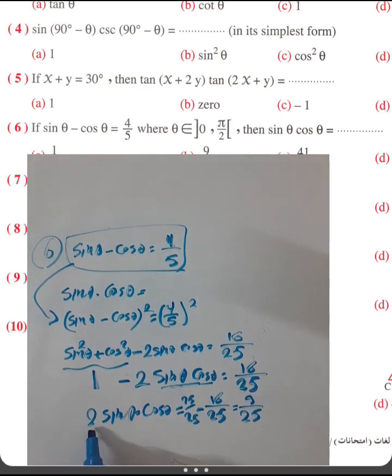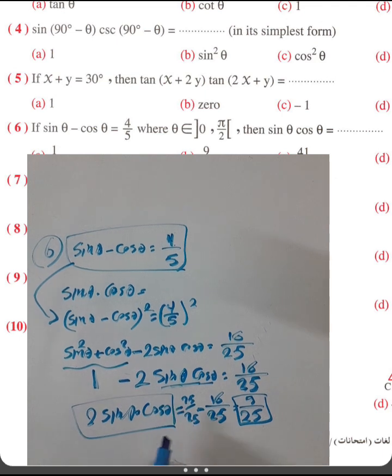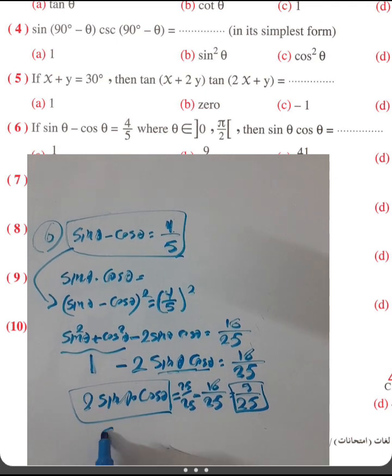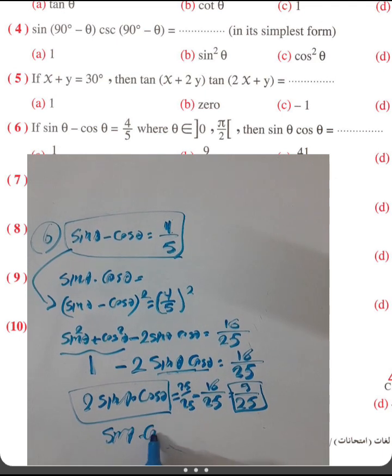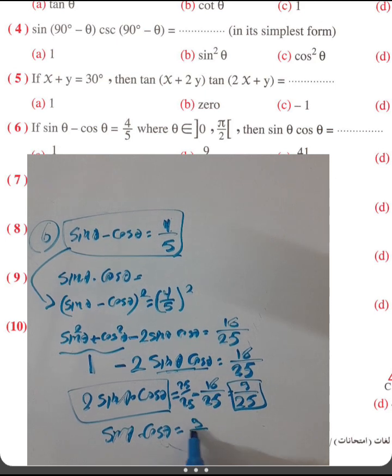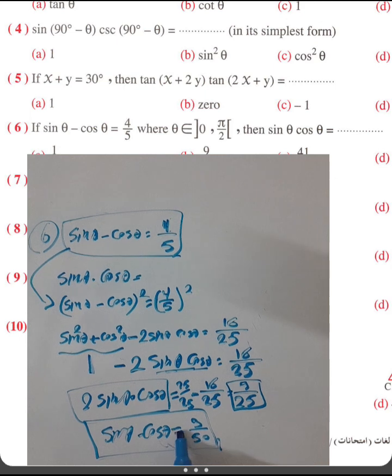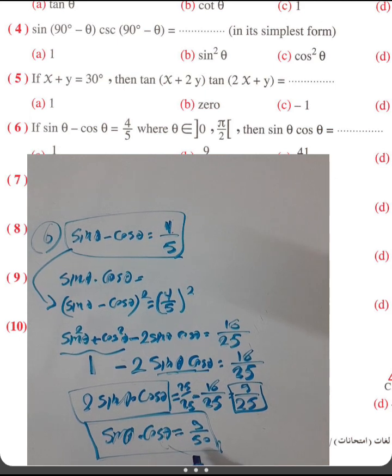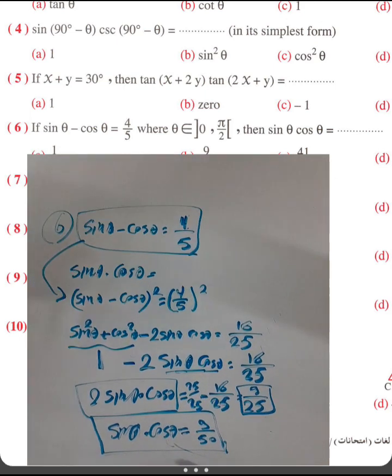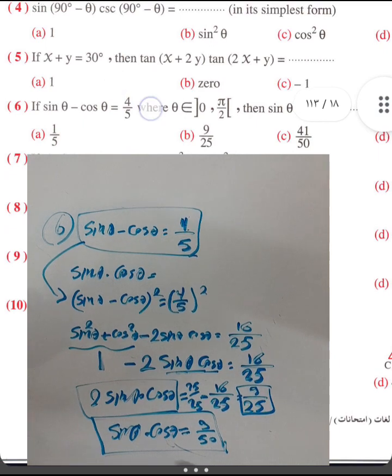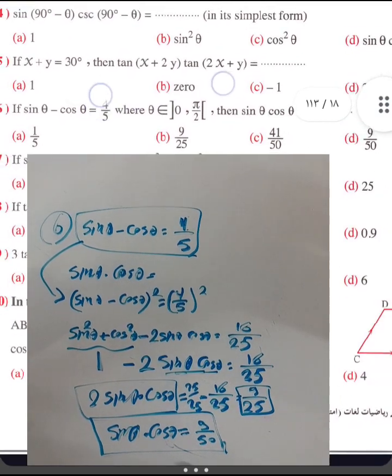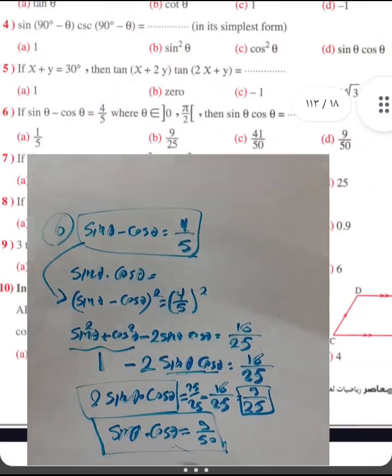Then we can divide it by 2 from left hand side and right hand side. Then sine theta product by cosine theta equal 9 over 2 times 25, equal 50. The result will be 9 over 50. Choose letter D about question number 6.